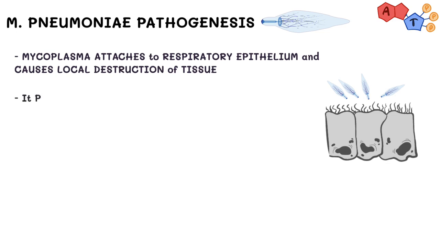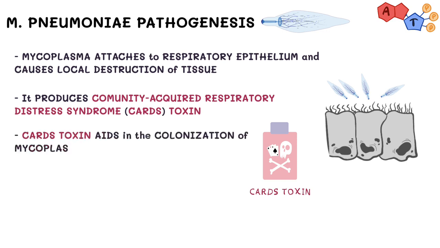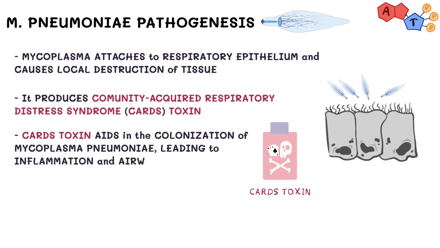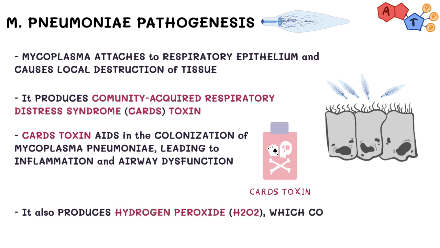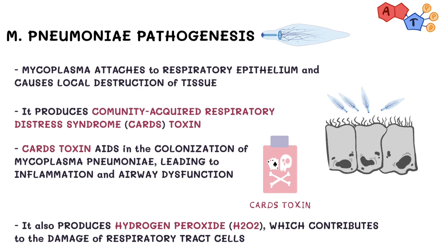First of all, it produces CARDS toxin, which is known as Community-Acquired Respiratory Distress Syndrome toxin. The CARDS toxin aids in the colonization of Mycoplasma pneumoniae, leading to inflammation and airway dysfunction. Secondly, it produces hydrogen peroxide, which contributes to the damage to the respiratory tract cells.